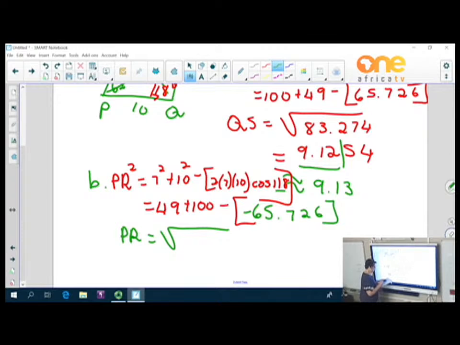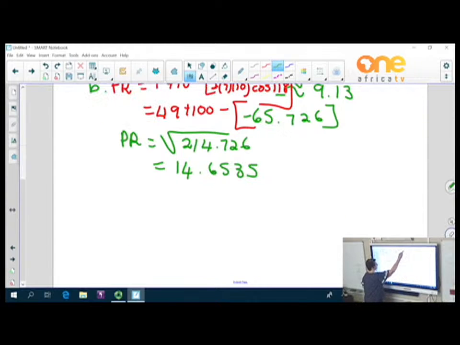65.726 is equal to 214.726, and getting the root of the answer is 14.6535, and to 3 significant figures, if we round it off, it will be 14.7 centimeters for that one. So this is the cosine rule. Very important work. It is in every paper. They're going to ask you this question.